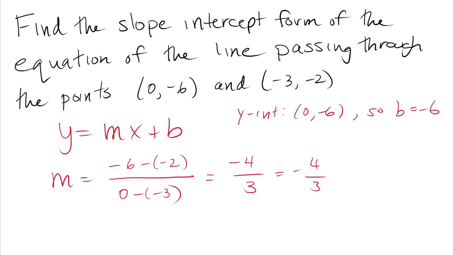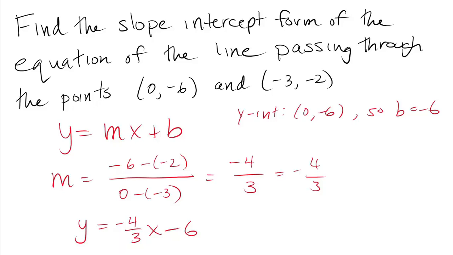Now I have the slope and I have the y-intercept, so I can jump straight to the slope-intercept form of the equation of the line. All right, y equals -4/3 x minus 6. You could write plus -6, that simplifies to -6. You can verify that this is the right equation by taking the point that wasn't the y-intercept and verifying that it satisfies the equation. You'll see that it does.